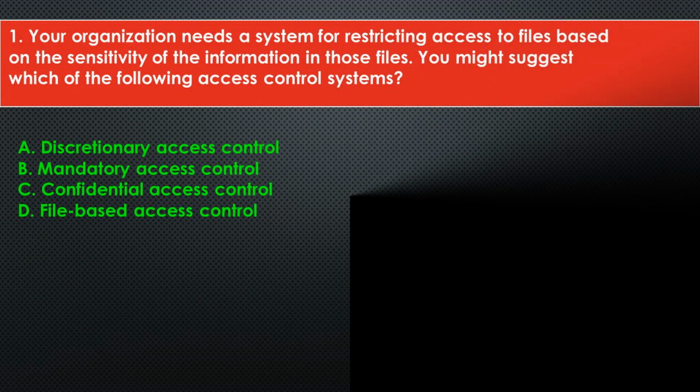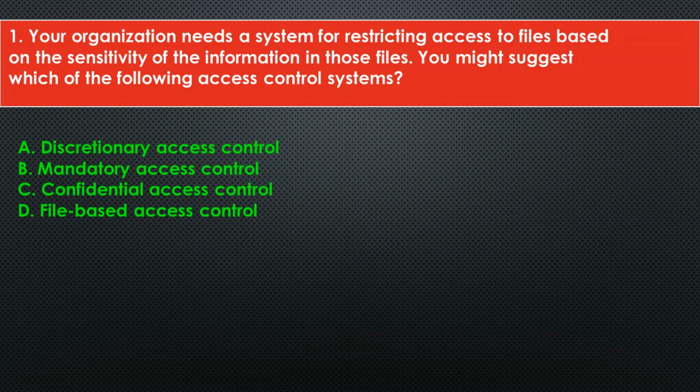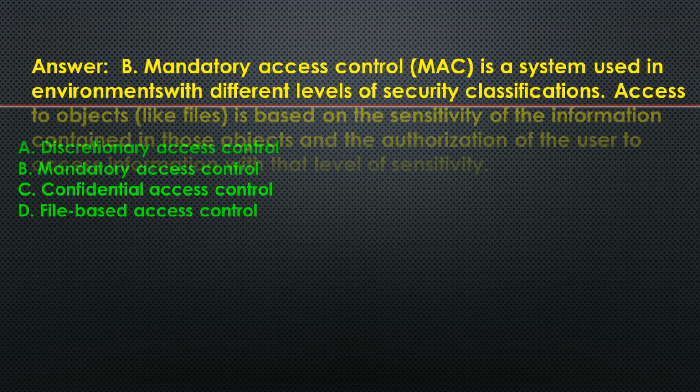1. Your organization needs a system for restricting access to files based on the sensitivity of the information in those files. You might suggest which of the following access control systems? A. Discretionary access control. B. Mandatory access control. C. Confidential access control. D. File-based access control. Answer: B.